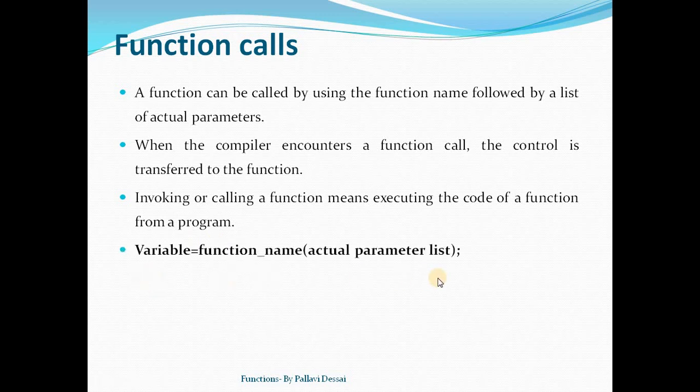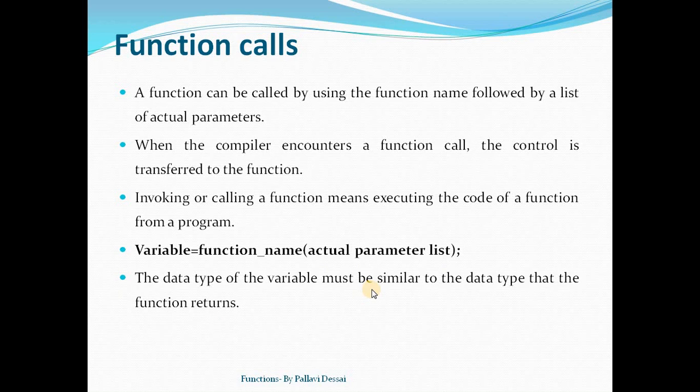So here is the format of a function call. The variable name which is going to store the value which will be given back or which will be the output of the function, equal to name of the function, and if you want to pass any inputs, that is known as the actual parameter list, and it will be ended with a semicolon.